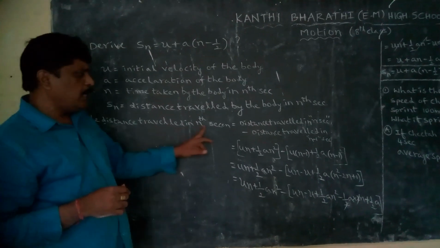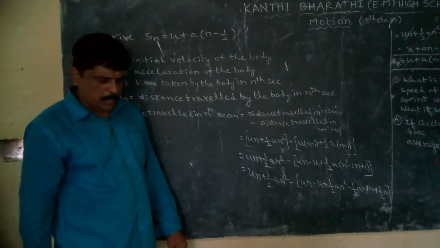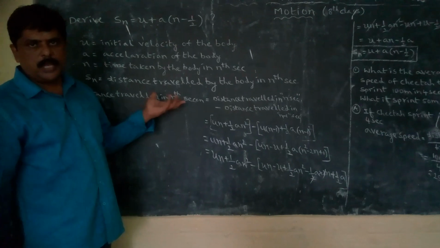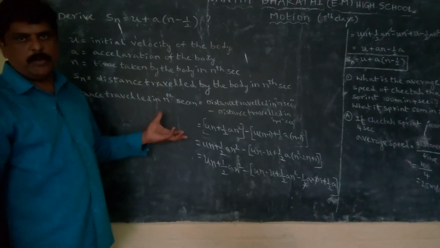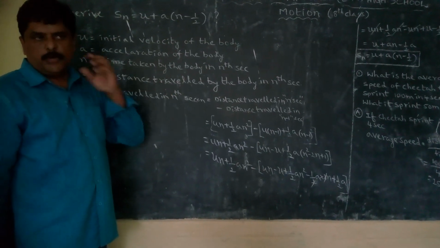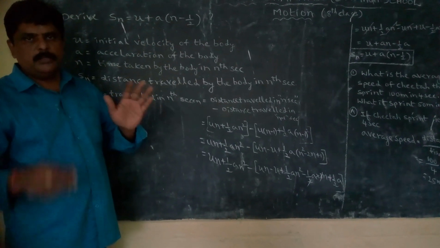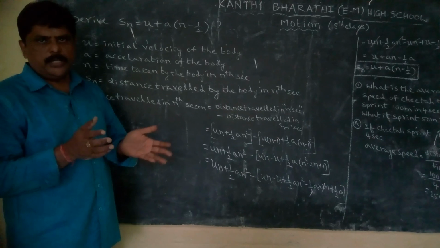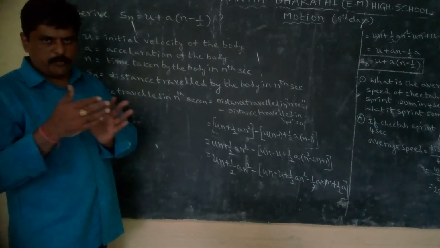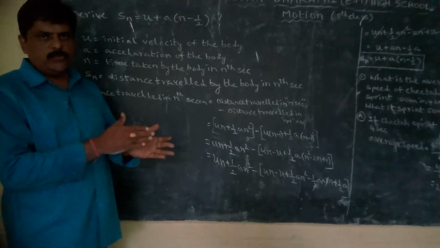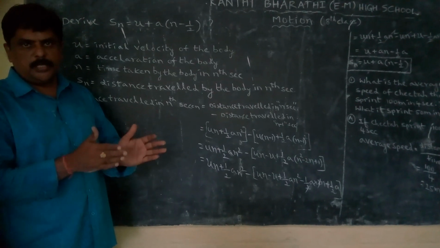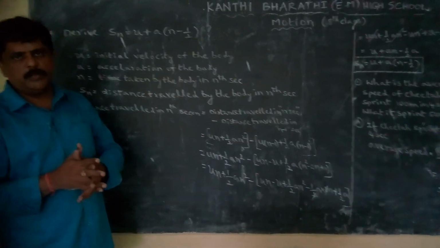The distance travelled in the nth second is equal to the distance travelled in n seconds minus the distance travelled in n minus 1 seconds. Example, if you want the distance travelled in the 9th second, you subtract the distance travelled in 9 seconds from the distance travelled up to 10 seconds, and then we can find the distance travelled in that one second.